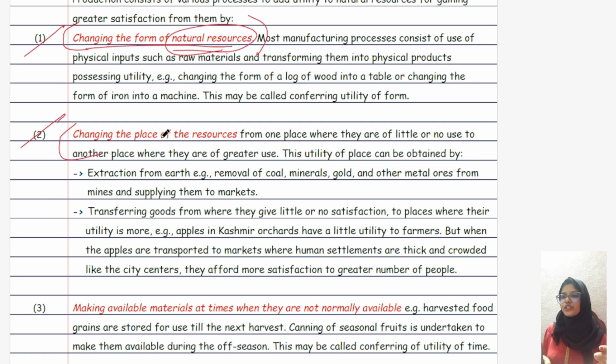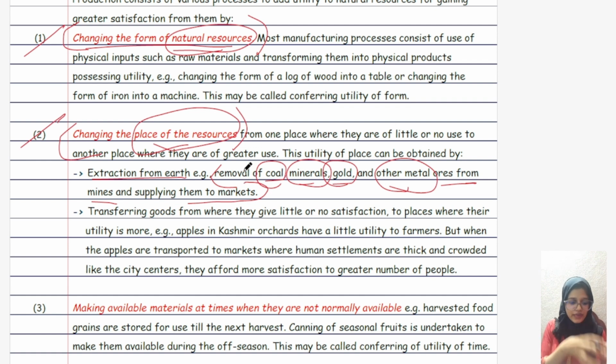Next, changing the place of the resources. See, for example, I have mentioned here extraction from the earth, like removal of coal, minerals, and other metal ores from the mines and supplying them to the market. Like you're extracting from this place and you're selling in another place. Okay, you're changing the place of that resource, of that material. So changing the place of the resources.